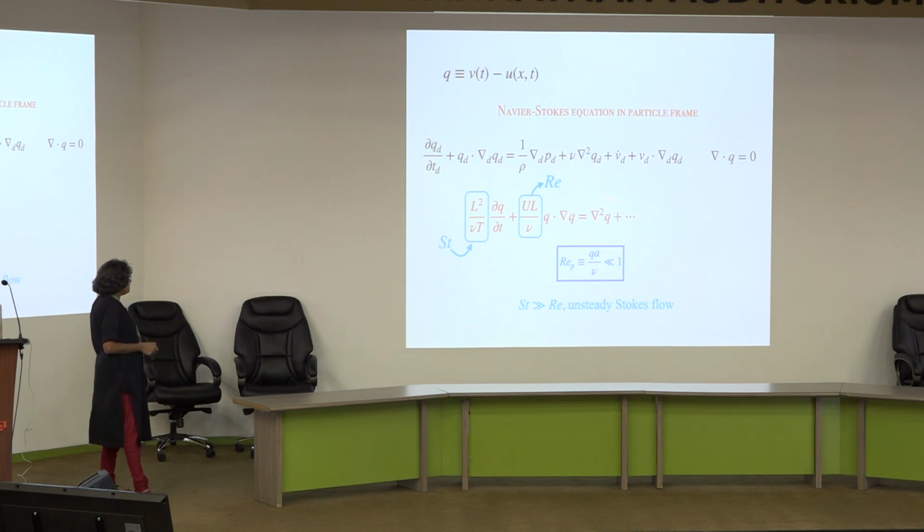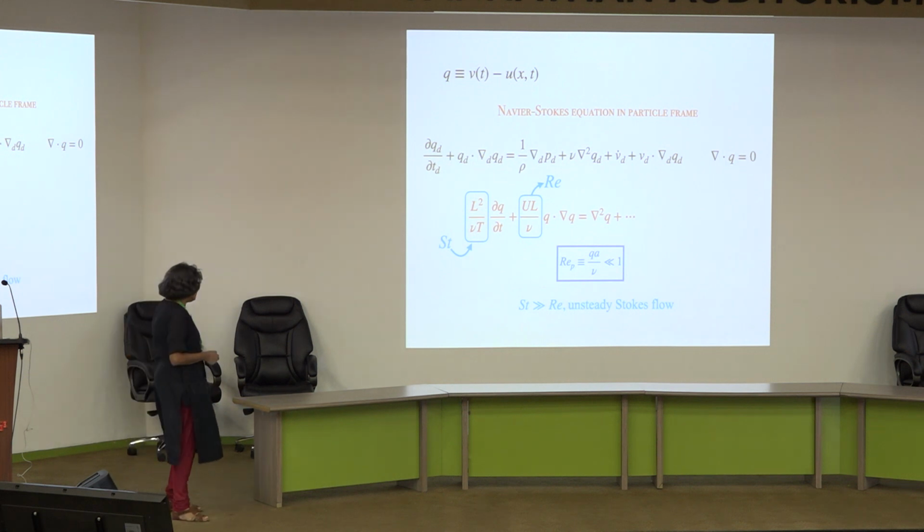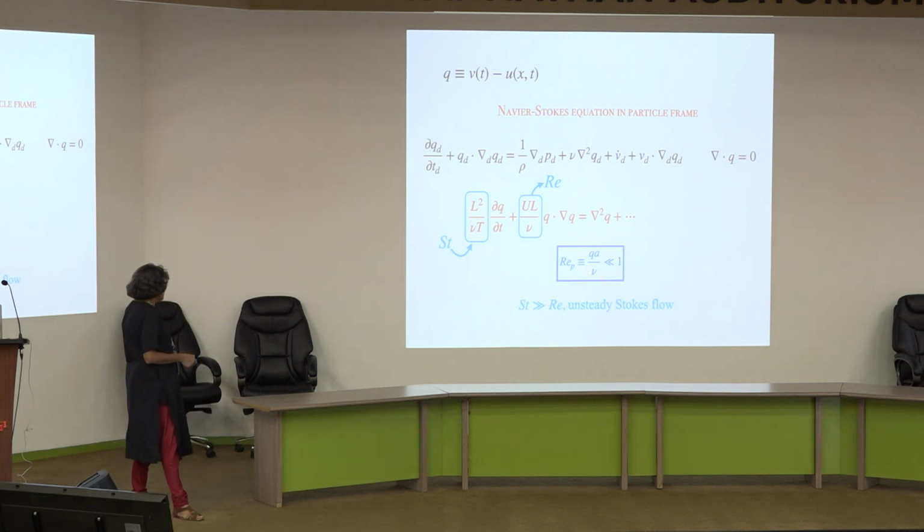So basically in the particle frame of reference, the Reynolds number of the particle is going to be much, much less than 1. A is the radius of the particle. Today we'll only be talking about spherical particles, and nu is the kinematic viscosity. So this Reynolds number is very, very much less than 1, whereas the Stokes number need not be. It could be much bigger than the Reynolds number.